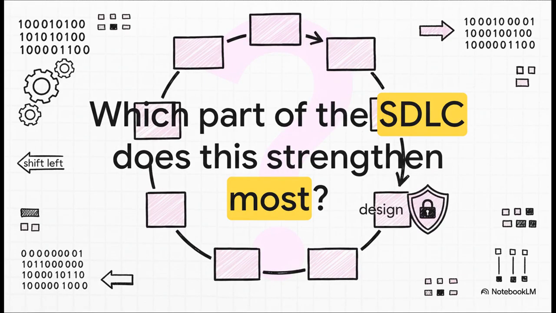And this final question really brings it all home. Which part of the SDLC does threat modeling strengthen the most? The answer, as we've seen, is the design phase. By thinking about security at the very beginning, when we're still at the drawing board, we build stronger, safer, and better systems. So the next time you're involved in a project, always ask yourself, have I thought like an attacker? Because in security, the best defense is always a good offense.